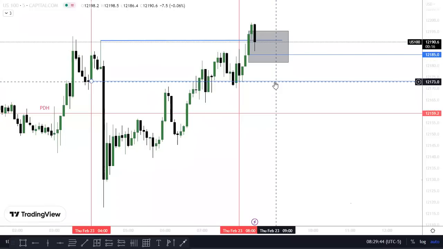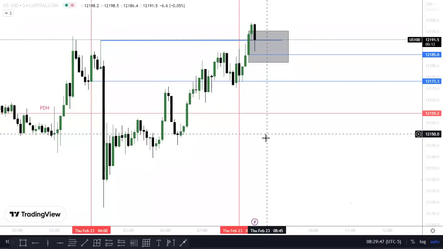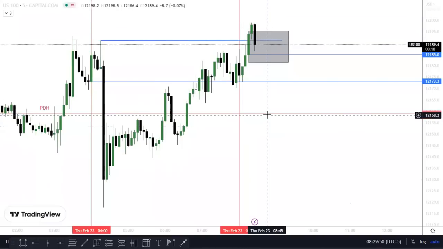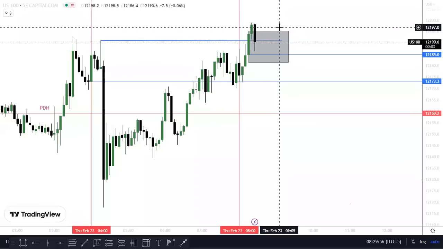Couple seconds until the news. If it spikes higher, perfectly fine. If it drops, I'd not want to see them go below here. If it fails and then it retraces, then that would be entertaining.